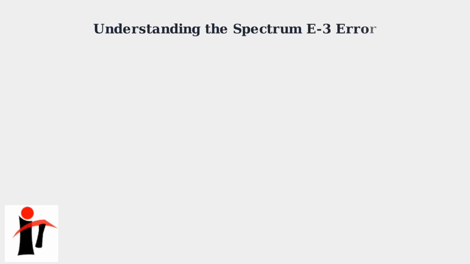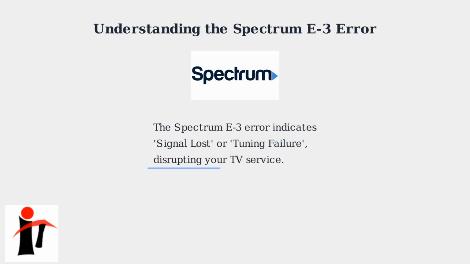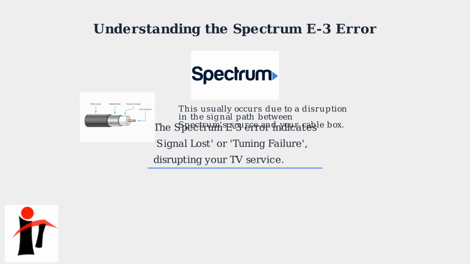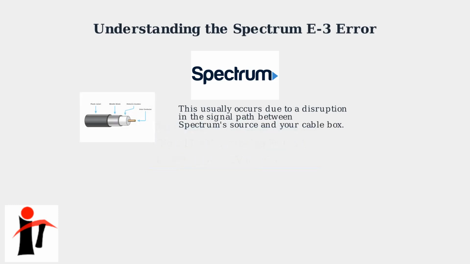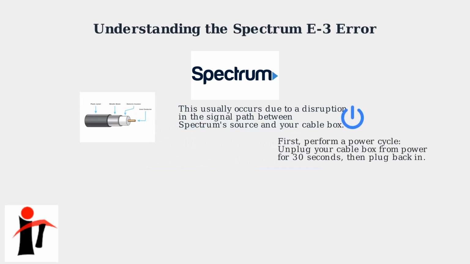The Spectrum E3 error means your cable box is experiencing signal loss or tuning failure, disrupting your TV service. This is usually due to a disruption in the signal path between Spectrum's source and your cable box. First, perform a simple power cycle.